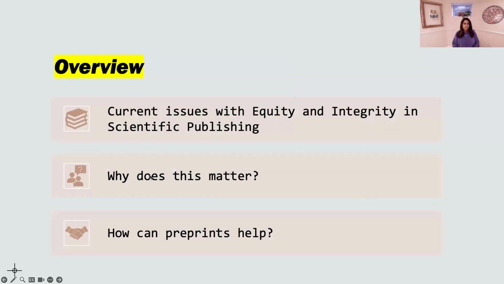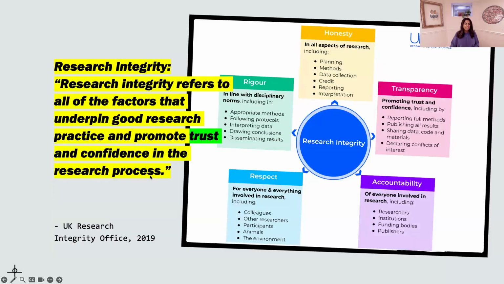So just to give you an overview, I wanted to give you an idea of some of the current issues with equity and integrity in scientific publishing, why does this matter, and how preprints can help. Research integrity, as defined by the UK Office of Research Integrity, is defined as all factors that underpin good research and promote trust and confidence in the research process. And I highlighted trust here since this is the foundation of integrity, acting in a way that your actions can be trusted.